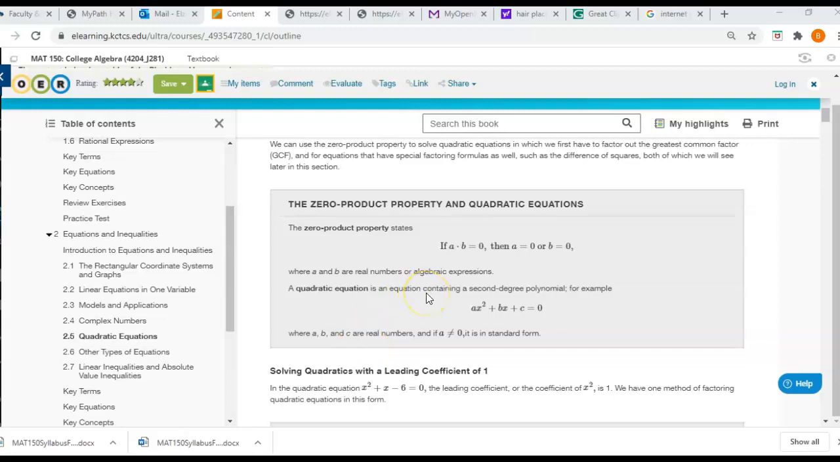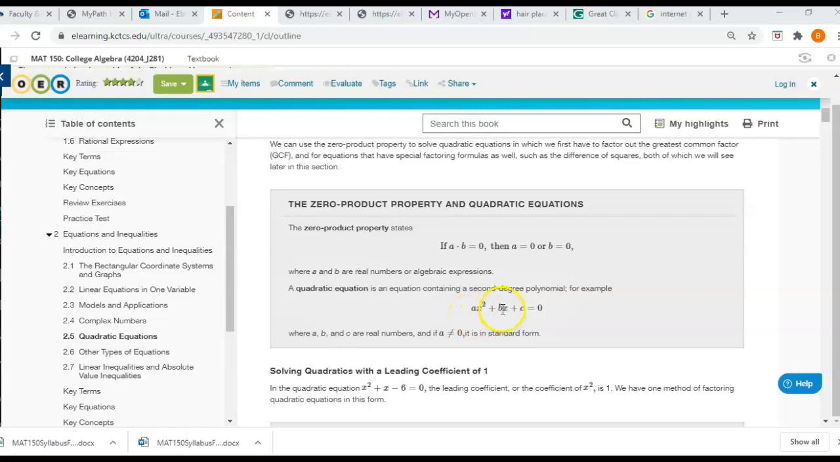So we are going to solve quadratic equations, and we're going to begin by solving them using the method of factoring. So let's first remember our definition of a quadratic equation. And of course, our book says a quadratic equation is an equation containing a second-degree polynomial. In other words, we're going to have an x to the second power, and that's going to be our highest power.